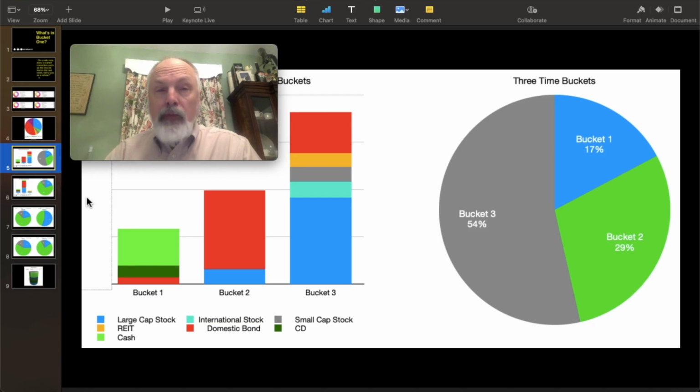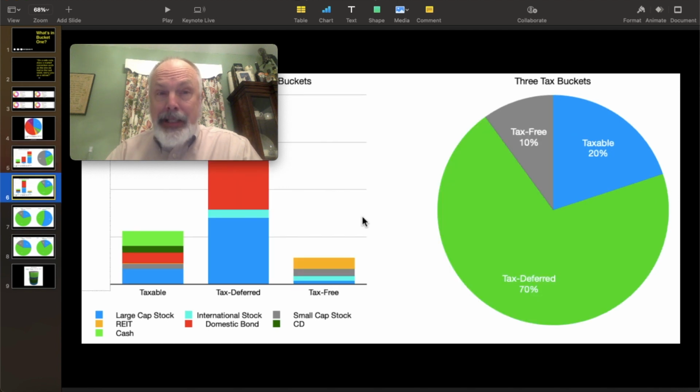Here's a view of the 3 time buckets. And again, it shows you bucket 1, 17% of my assets. Bucket 2 is about 30% of my assets. And the remaining is in bucket 3. And these bar charts give you a quick little asset allocation of each of the buckets, showing bucket 1 is a little bit of domestic bond, a little bit of CD, and mostly cash.